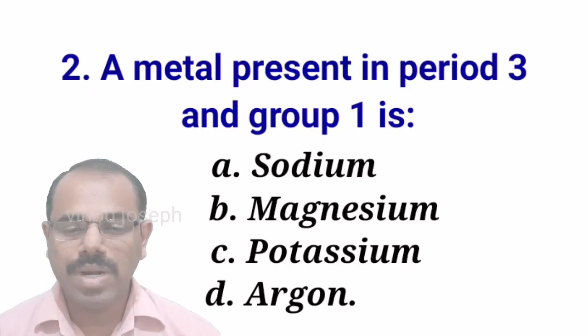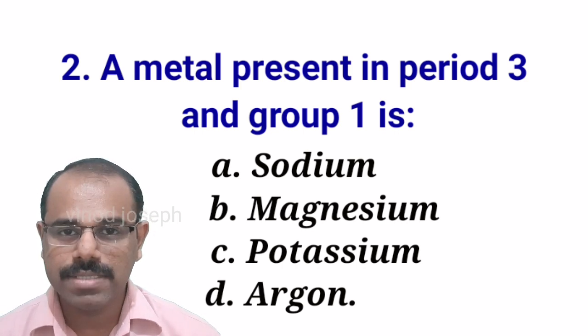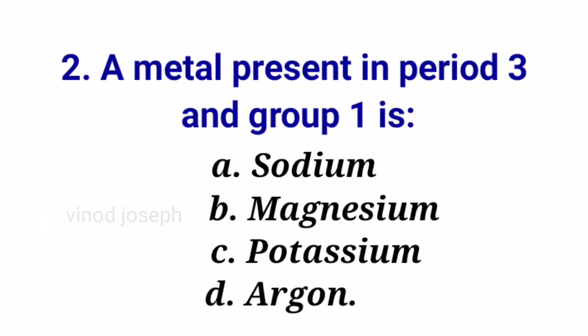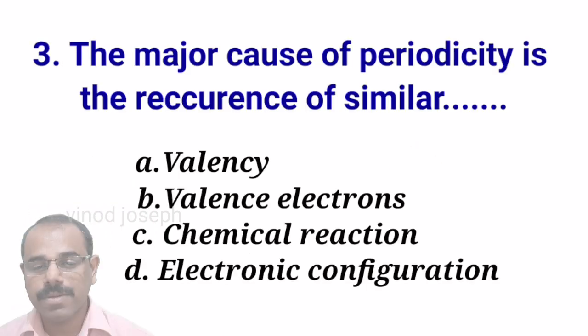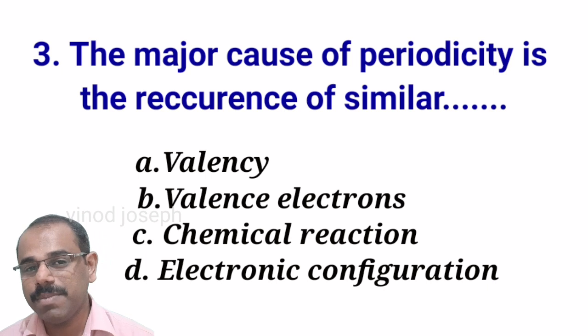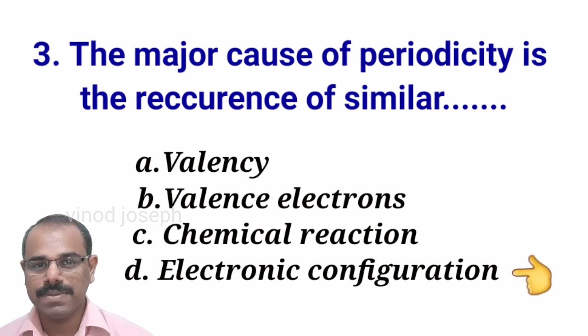Elements in group 1 have one valence electron and one valency. Period 3 means it has 3 shells. Chemical reactions of a compound depend on valency and valency depends on valence electrons. Of course, valence electrons can be found by electronic configuration. So the final answer is electronic configuration.